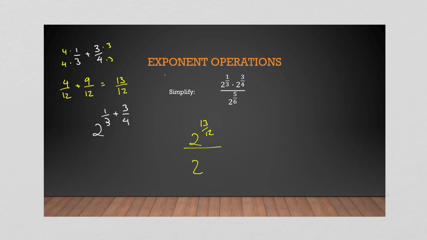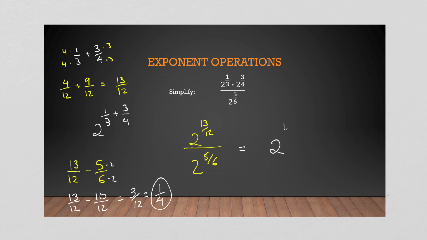On the bottom, I have 2 to the 5/6. Now, what do I have? Well, I have a division of a common base. So what do I do to the exponents this time? I subtract. So my exponents are going to be 13 over 12 minus 5 over 6. Can't do that. I need a common denominator. So times 2 times 2. So now I have 13 over 12 minus 10 over 12, which gives me 3 over 12, which simplifies to 1 over 4. So this actually simplifies all the way down to 2 to the 1/4. And if you wanted to convert this into a radical, you end up with the 4th root of 2.